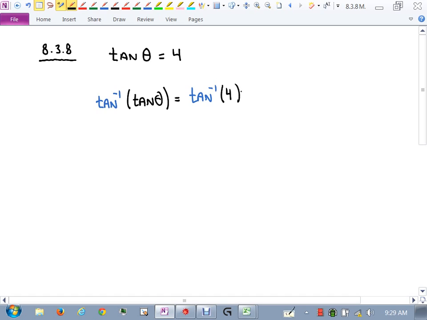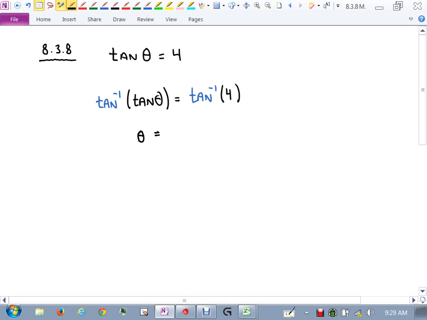What should happen on the left side? When you take the inverse tangent of theta, what should happen? What happens when you put an inverse trig function with its trig function? They cancel each other out, right? So all that would be left on the left side is theta. That's why I did it: so I could release the theta from the tangent. So I have now released the theta from the tangent by doing that on both sides.